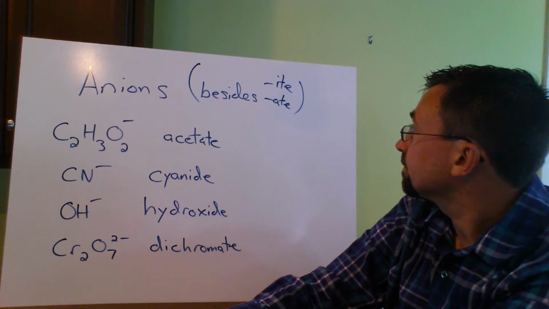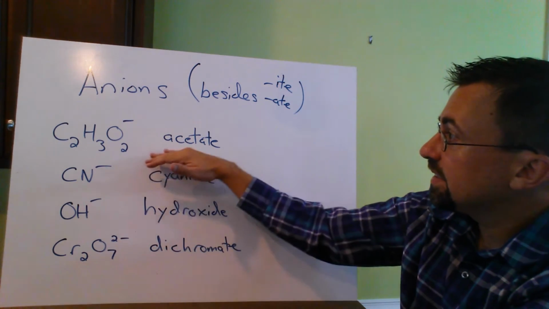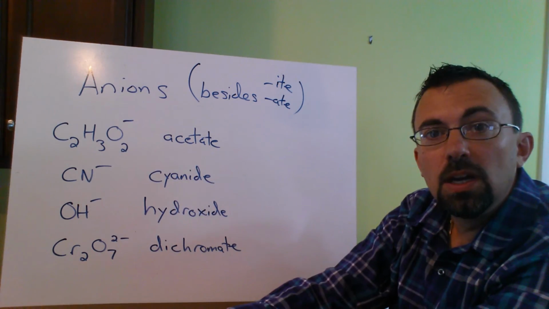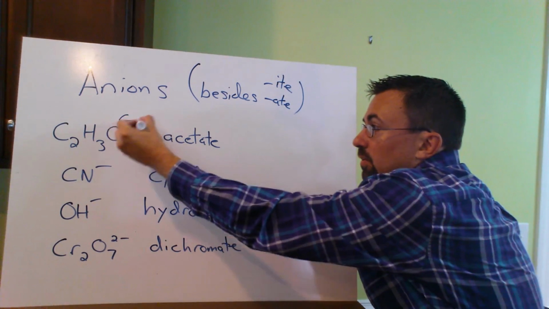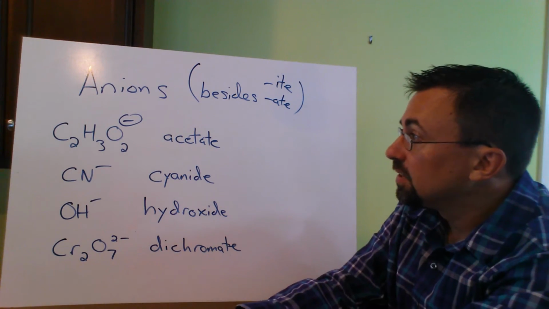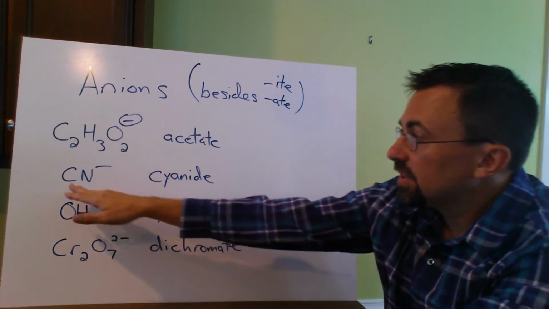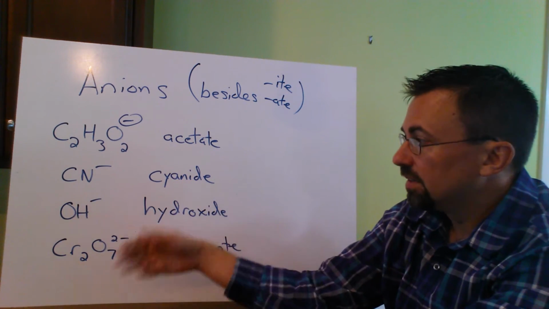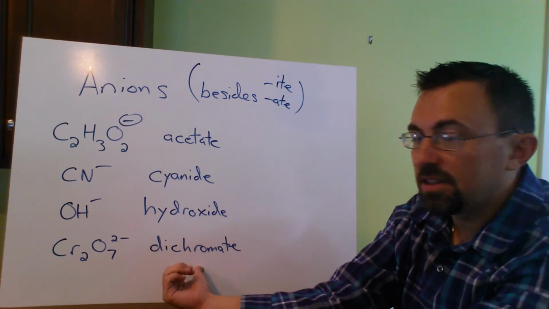All right, so a couple of these are really just memorized. Acetate, C2H3O2 with a -1 charge. It is important to memorize the size of the charge, whether it's -1 or -2 or -3 or +1, that does matter. So we need to know C2H3O2- is acetate. We need to know that CN- is cyanide. We need to know OH- is hydroxide, Cr2O7 2- is dichromate.